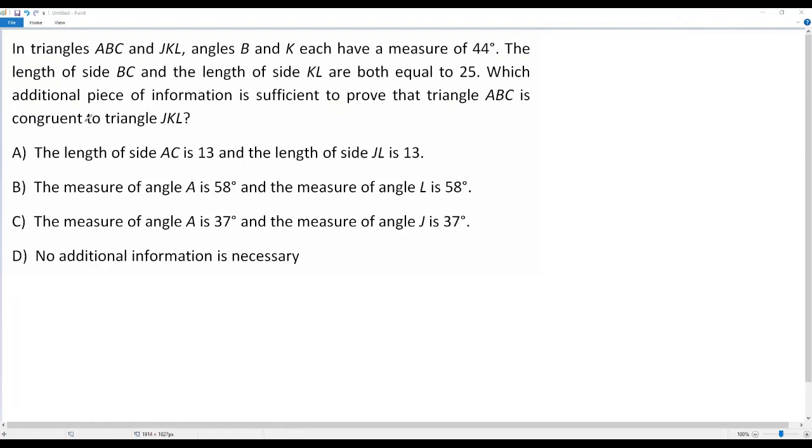Okay, first let me draw the two triangles. Here I have drawn two triangles. Okay, now let me mark the vertices. Here we have A, here we have B, here we have C, and J, K, L.